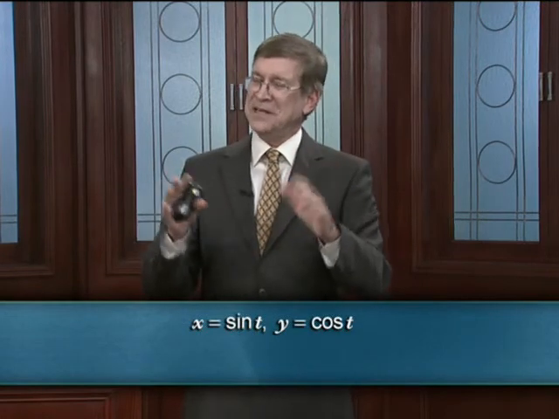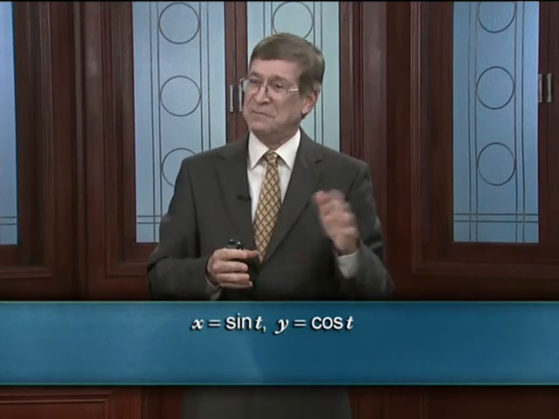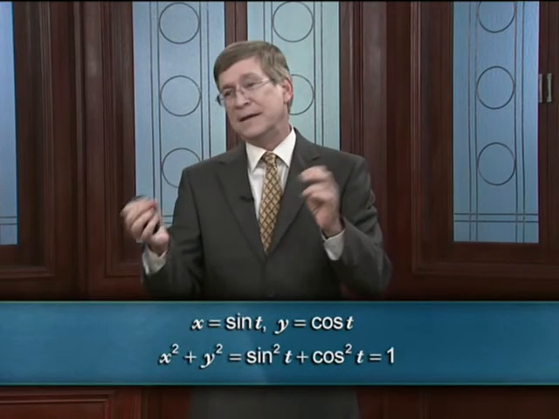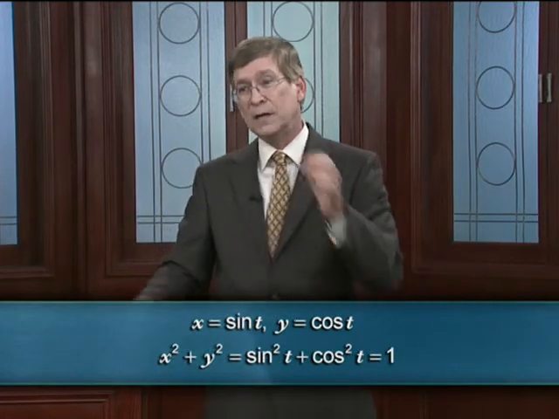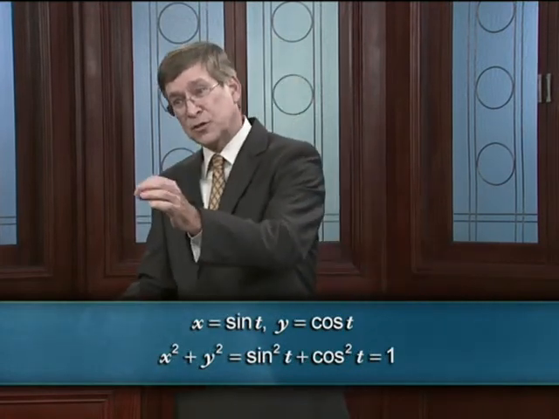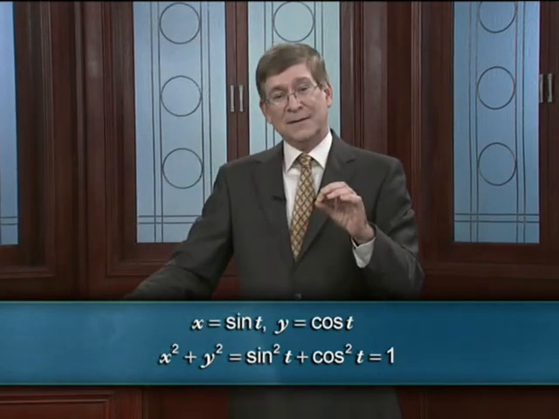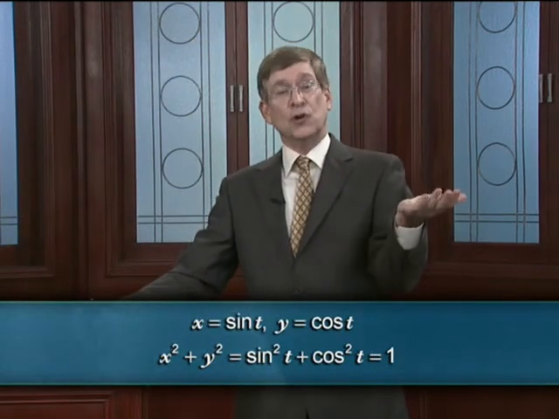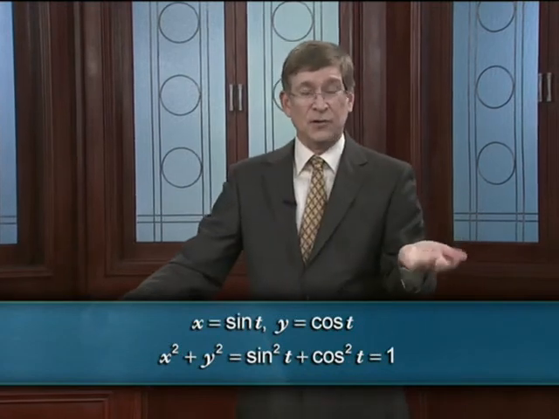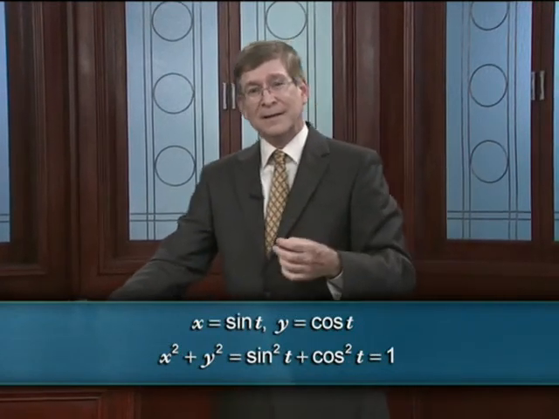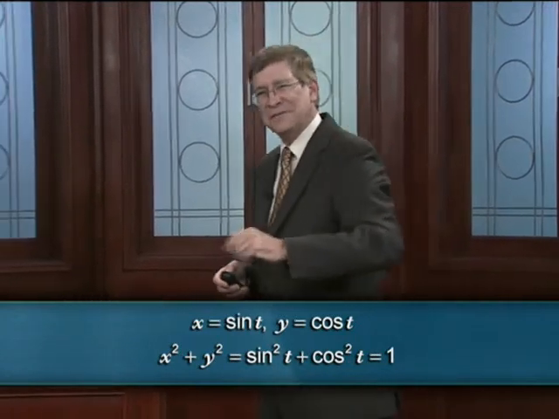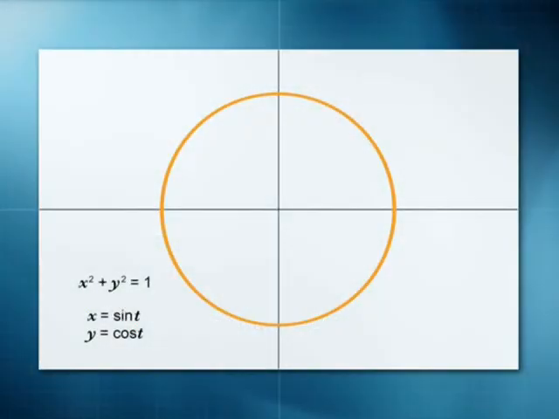Well, we can eliminate the parameter, can't we? Just like we did before. Remember our fundamental identity: sine squared plus cosine squared equals 1. So we have x squared plus y squared equals 1. Wow. We have now a circle of radius 1 and center (0, 0). What's the orientation of this circle, though? Here's a picture of it, but what's its orientation?